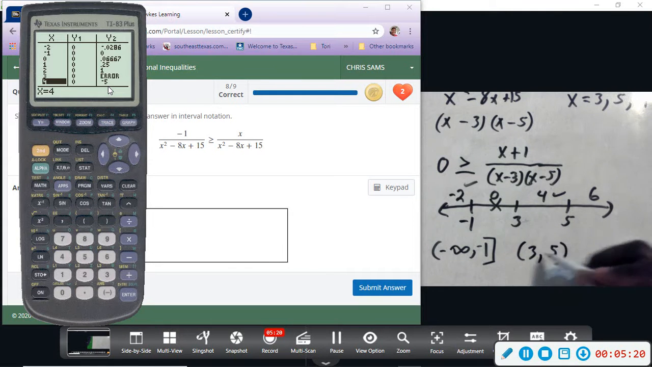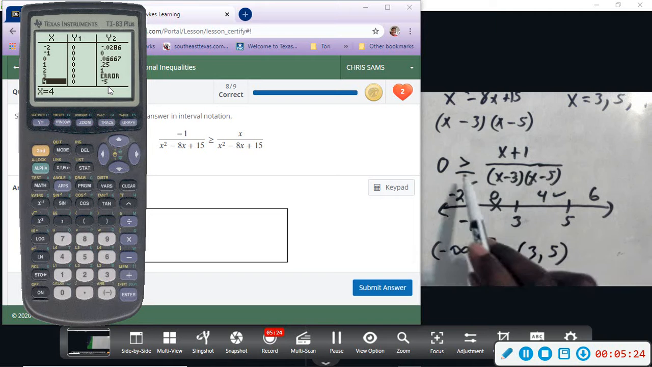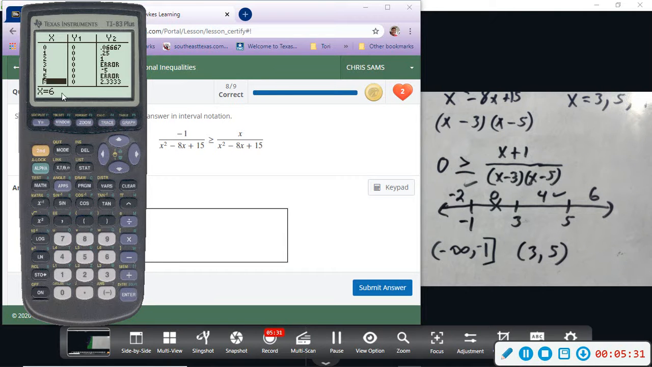And remember, these are numbers that make the denominator 0, so we cannot include them in spite of our equal to in our inequality. And then 6 shouldn't work, but let's look at it. Is 0 greater than this positive number? No, it is not.